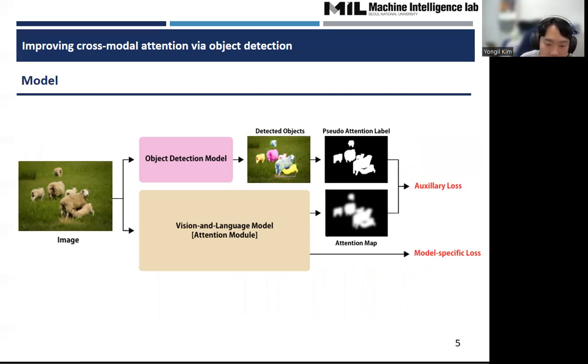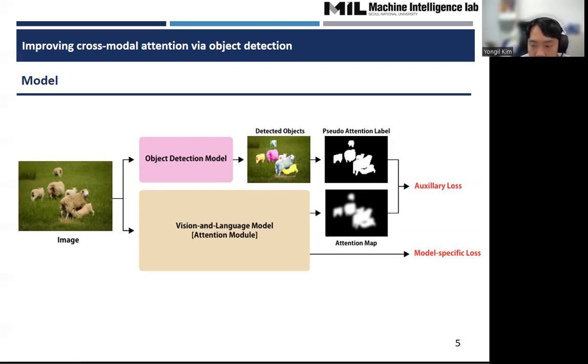Recently, powerful object detection models such as Detectron2 have emerged that show performances similar to or even exceeding those of humans. We leverage the ability of these object detection models to improve cross-modal attention through pseudo self-attention, self-supervised learning.